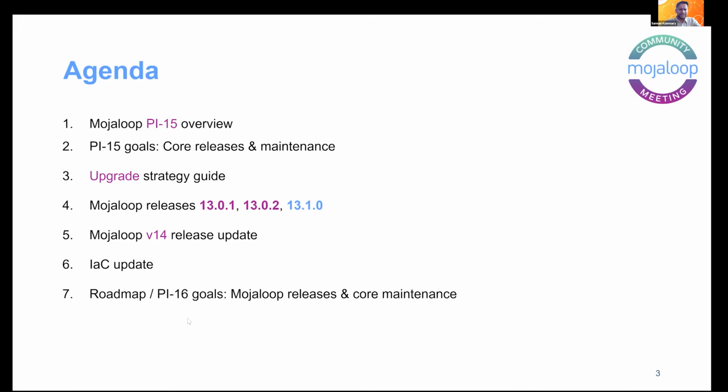With that, I'll quickly go over the agenda. I'll cover the PI 15 overview. We'll look at the goals from the product deck. And then Miguel will walk us through the upgrade strategy guide that we were able to produce. Then we'll look at the Mojaloop releases that were made during this PI, version 13.01 and version 13.02, which is the latest stable release. And we'll talk about two of the releases that are in the pipeline, version 13.10 and V14, which will come at a later time in the next PI.